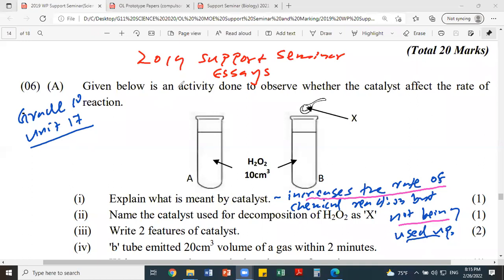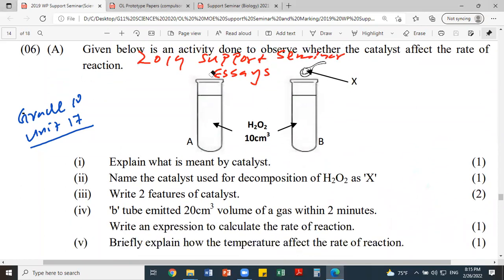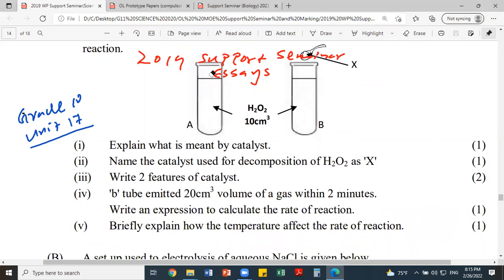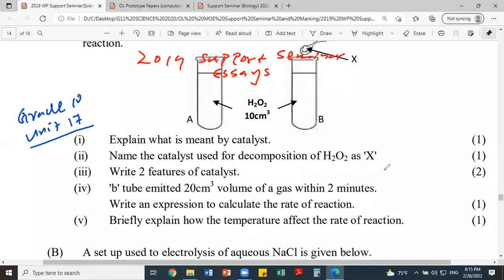Okay, next part: name the catalyst used for the decomposition of hydrogen peroxide. This is one very popular reaction, even chemical calculations can be incorporated with this reaction. Decomposition of hydrogen peroxide, H2O2. There are 3 catalysts you can use here. The most commonly used catalyst is manganese dioxide. Answer is MnO2.